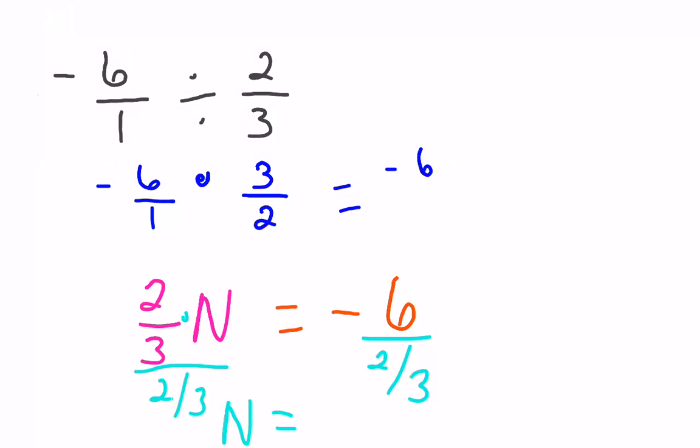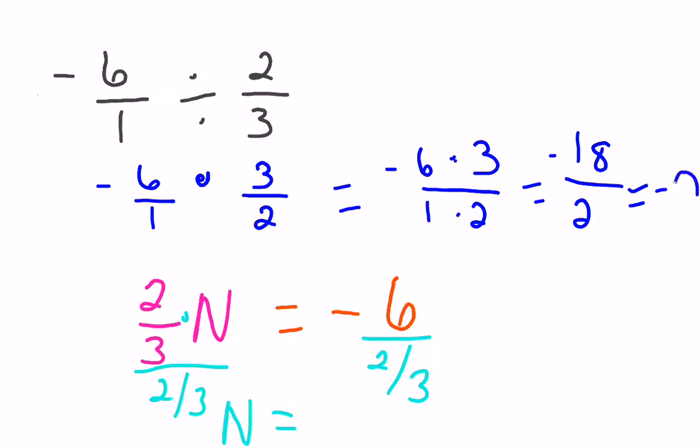So we have -6 times 3, and then we have 1 times 2 on the bottom. -6 times 3 is a -18. 1 times 2 is 2. And remember that that fraction bar is divide. So -18 divided by 2 gives us a -9. And so n equals -9.